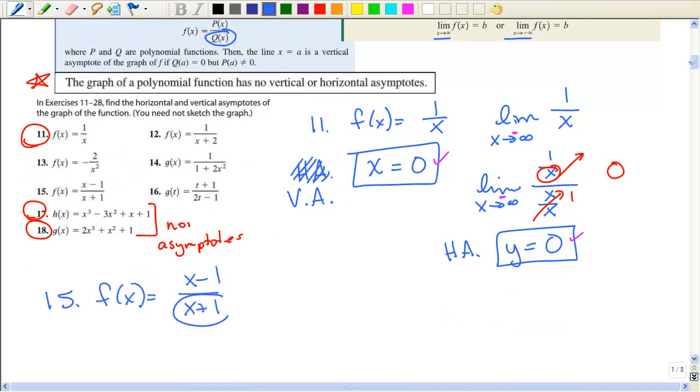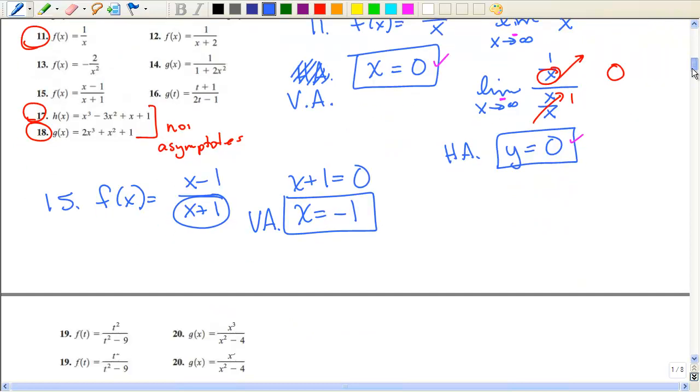The vertical asymptote comes from the denominator. Set that equal to 0 and solve for x, and that's your vertical asymptote. That's where the value of x makes that function undefined.